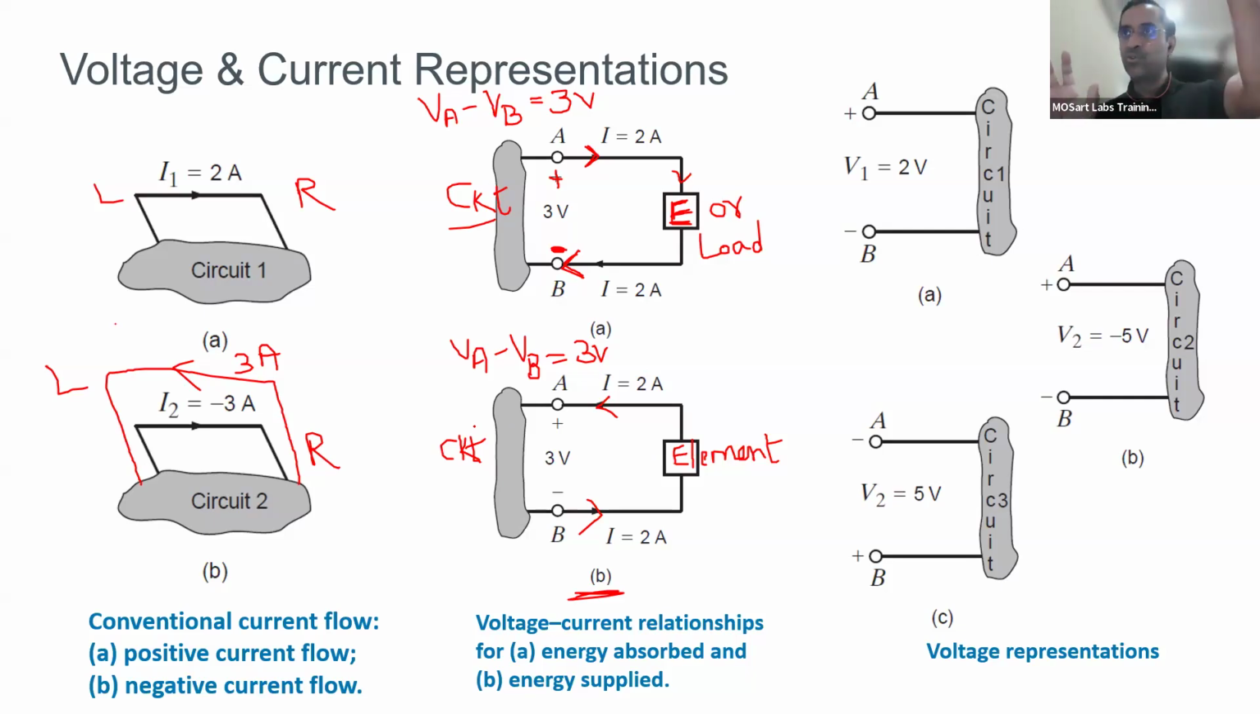The reason why I put good battery, bad battery is to understand which is charging what, where the energy transfer is happening. Okay, just to help you understand. But in both cases, VA minus VB is 3 volt only. There should not be any confusion. VA minus VB is 3 volt in both cases. The difference here is that in one case, energy is absorbed by the element in the top case, and in the bottom case, energy is supplied by the element.